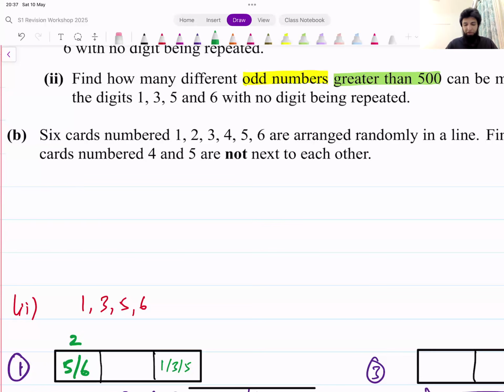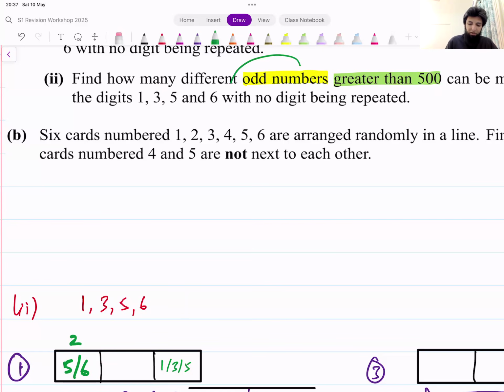What about the last box? We have to first fill the boxes that have some conditions in them. So what boxes have conditions? The first box, because that will ensure that the number is greater than 500. If the first digit is 1 or 3 in a 3-digit number, the number would be less than 500. We don't want that. So for the number to be greater than 500, the first digit has to be either a 5 or a 6. So we have two ways of filling the first box.